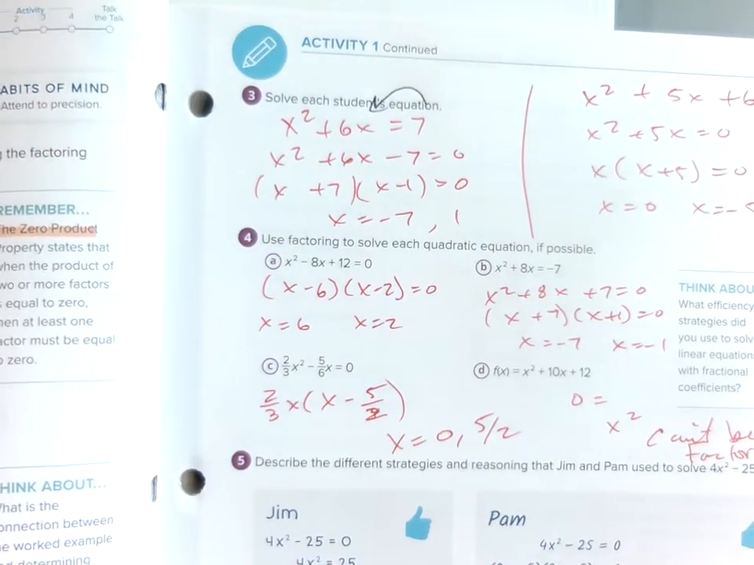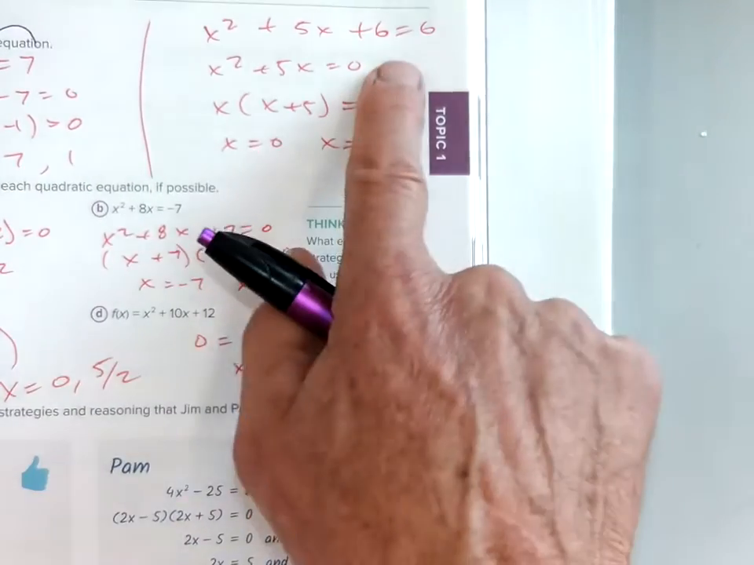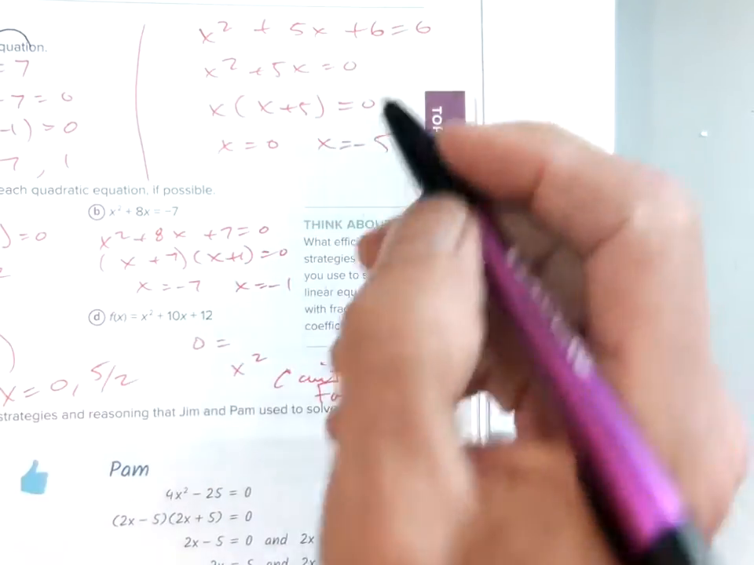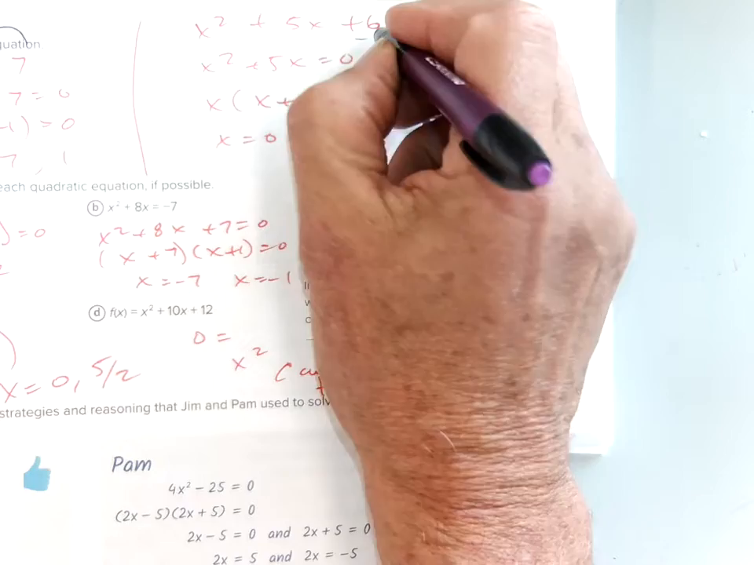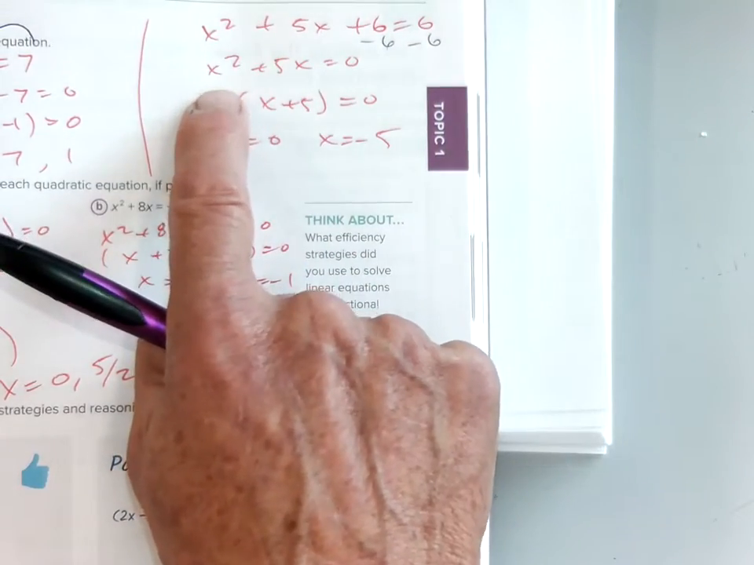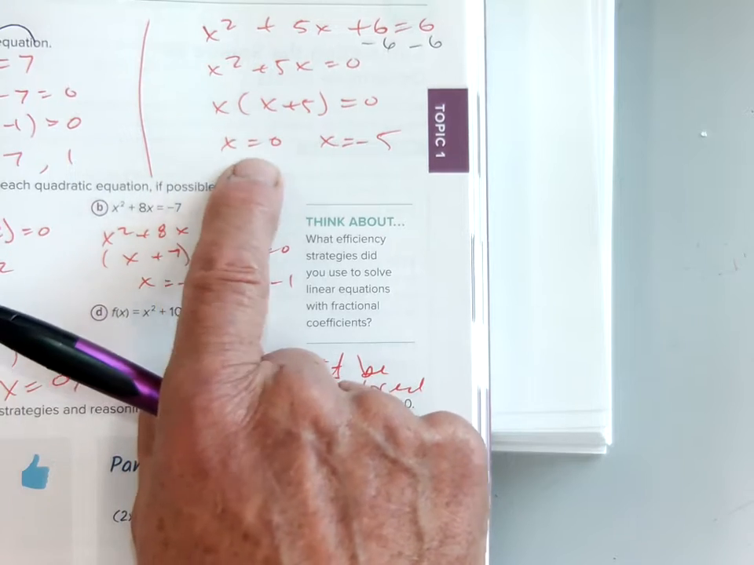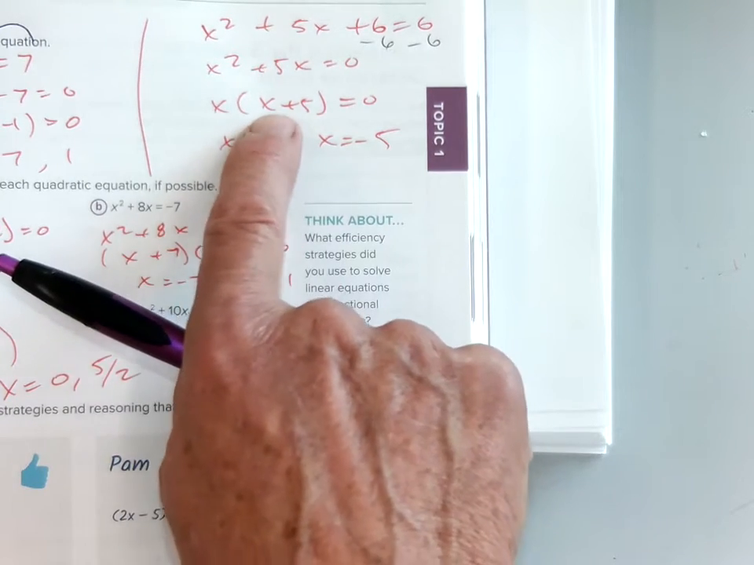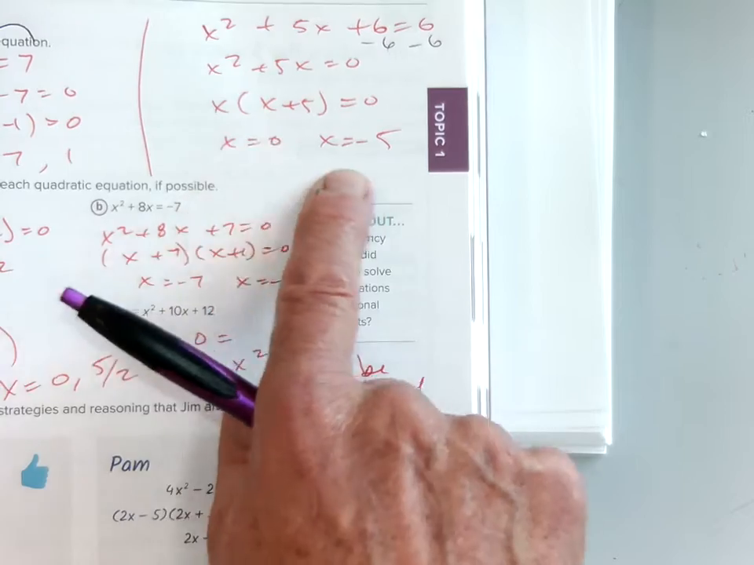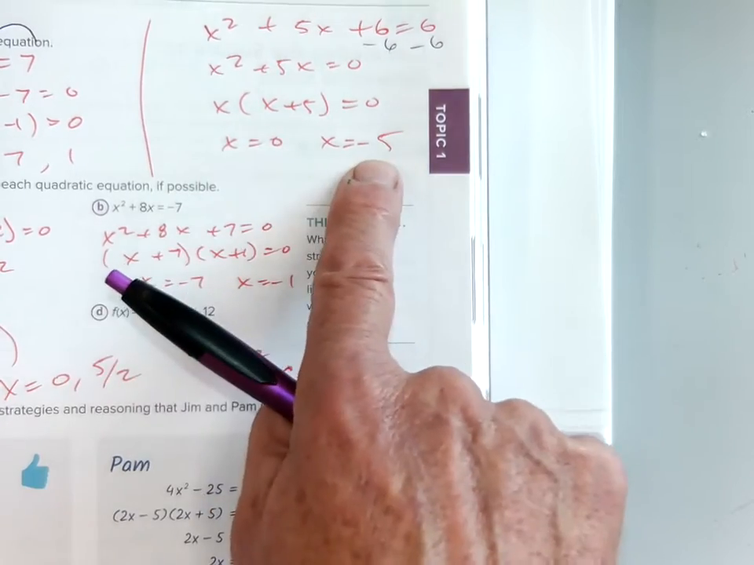Okay, then we took a look at Dwight's, and we said, okay, well, what we need to do with Dwight is, again, make it equal to 0. So we went subtract 6, x squared plus 5x equals 0. We common factored out an x. So then we got one answer of 0, and then, of course, the other answer is the opposite of positive 5, which is negative 5, because that makes it 0. So we got 0 and negative 5.